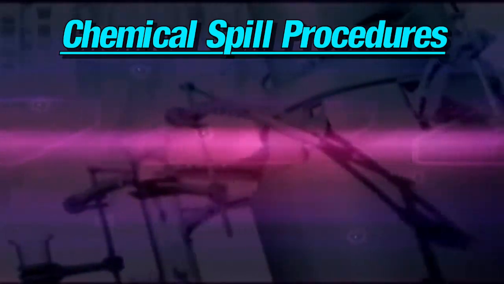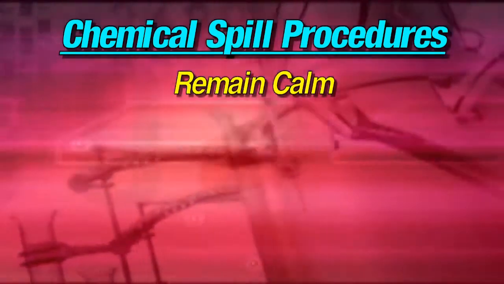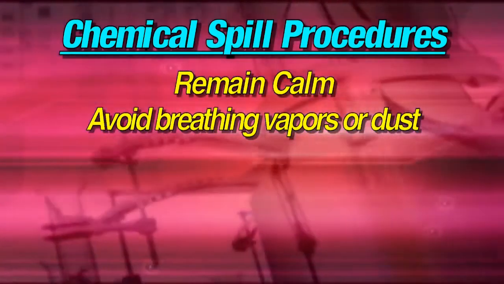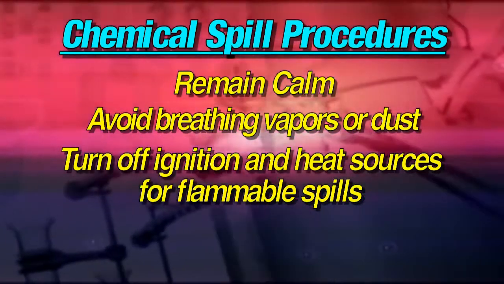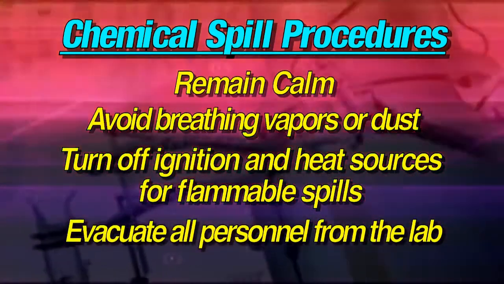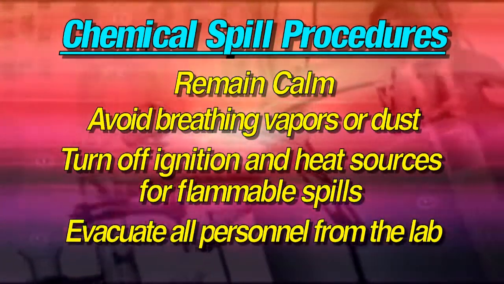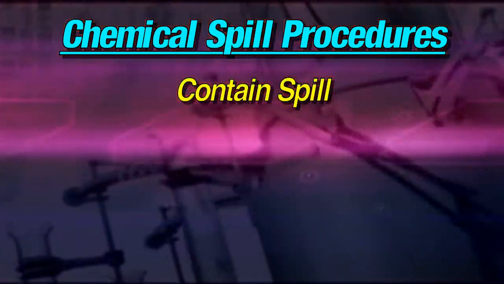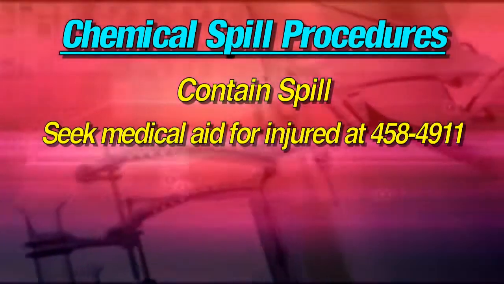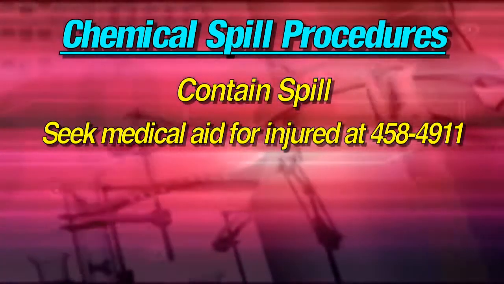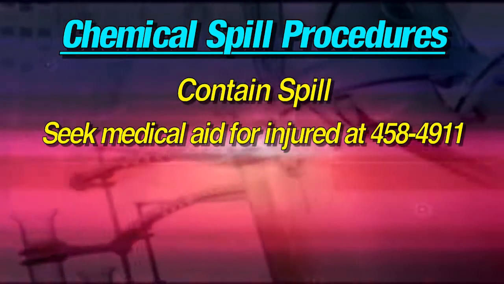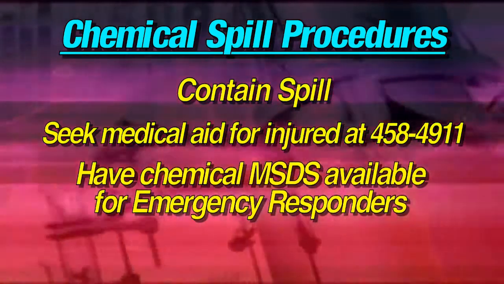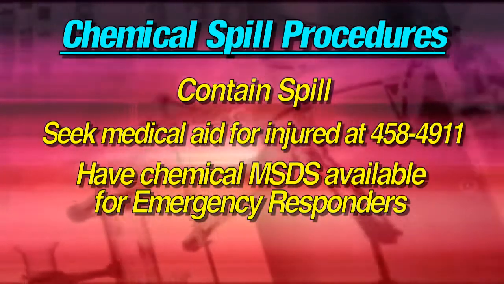In the event of a chemical spill, follow these steps. Remain calm. Avoid breathing vapors or dust. If the spill is flammable, turn off all ignition and heat sources. Evacuate all personnel from the lab. If possible, try to contain the spill. Seek medical aid for injured by calling UTSA Emergency Services at 458-4911. Have the chemical MSDS available for emergency responders.